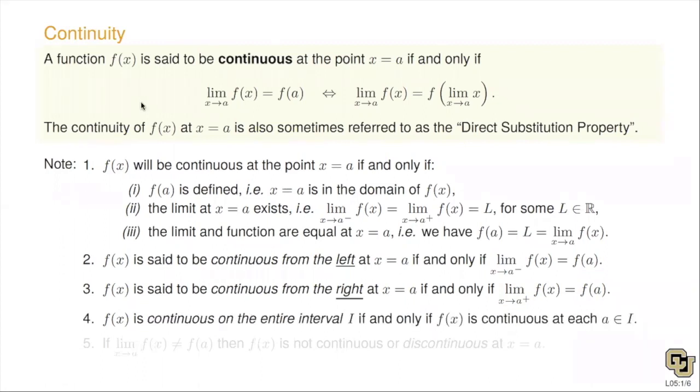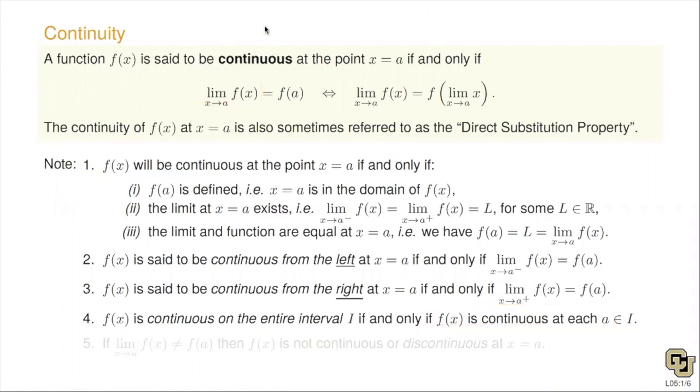A function is continuous on an entire interval, not just a single point, if and only if it's continuous at all the points in that interval. So if I say a function is continuous on the real numbers, I mean it's continuous for every real number. And what do I mean by it's continuous? That this is true. If I wanted to find the limit of the function at any real number a, the limit is just f of a. That's what continuity says.